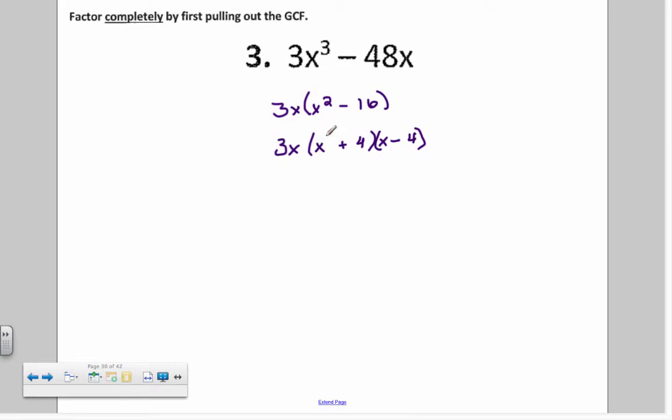Well, there's no square here, there's no square here. These are perfect squares, but this is the only difference. So I don't have anything else I can factor. This is not a difference of squares because the x squared is not squared. So here I am finished. I have fully factored 3x cubed minus 48x.